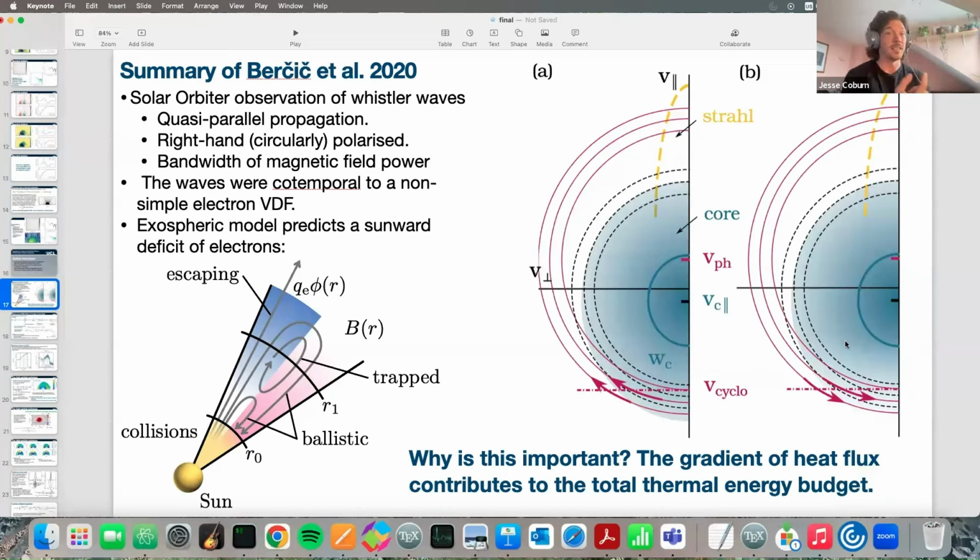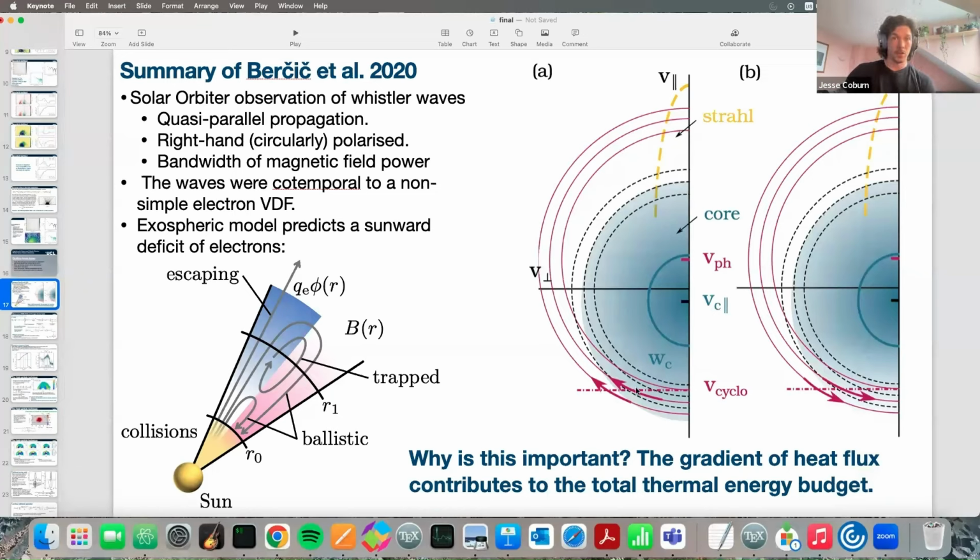Now, the importance is that this creates an instability. The instability that this creates falls into the Whistler heat flux family. We're going to compare the left and the right. The left-hand side has no deficit, and we've drawn a typical phase velocity of a Whistler wave, and then we've displaced the typical cyclotron velocity away from there.